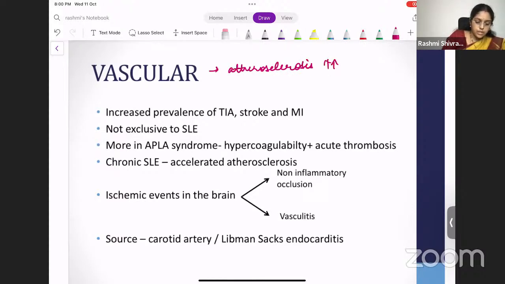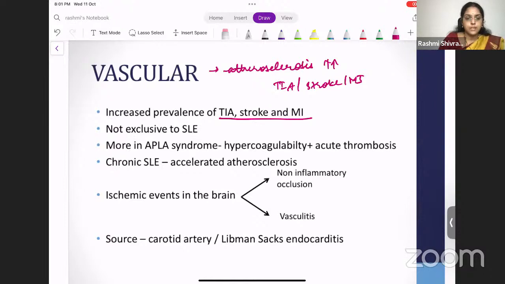Atherosclerosis will be increased. So because of this, what will happen? The patient is more predisposed for TIA, stroke, or MI. So the patient is more predisposed for developing transient ischemic attack, stroke, or MI. This is not exclusive to SLE, but is more accelerated and seen in SLE.